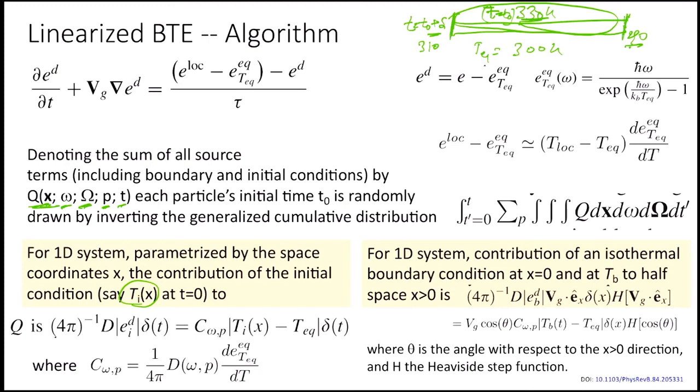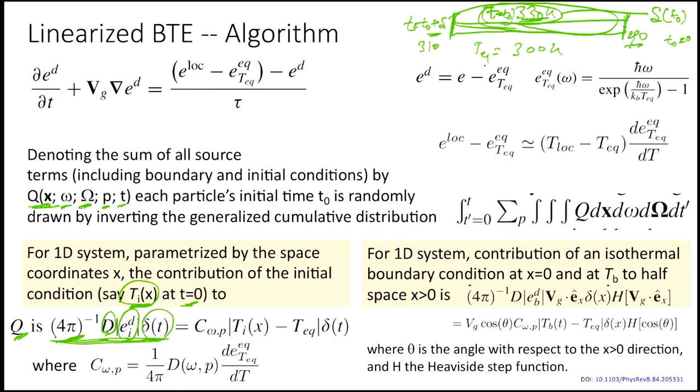So let's say this temperature, as we said, is Ti of x, like it could be x dependent. Here we have chosen it to be constant. So let's say it's Ti(x) at t equal to 0. So the Q would be given by this: 1 over 4 pi comes from the solid angle, D is the density of state, then the energy of the deviational particle, and delta t. Delta t because this initial condition is only applicable at delta of t0. If we assume t0 to be equal to 0, it becomes just delta t. So the contribution to the source term becomes 1 over 4 pi D e_d delta t.